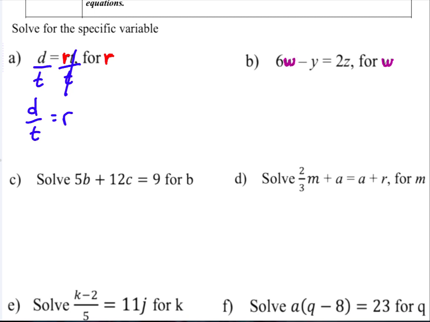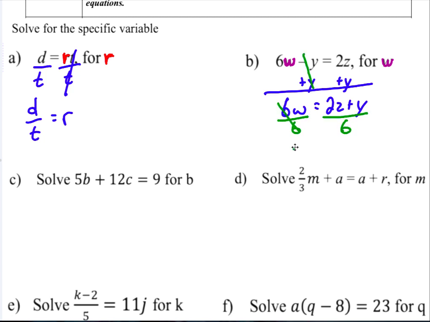Everything else is just something that I want to move away from w. I want to isolate w and get it by itself. The first thing I take care of is my adding and subtracting. They subtracted y, so I'm going to add y. So I get 6w equals 2z plus y. Then I want to get rid of the 6. Well, they're multiplying, so I'm going to divide. And I get w is equal to 2z plus y over 6.